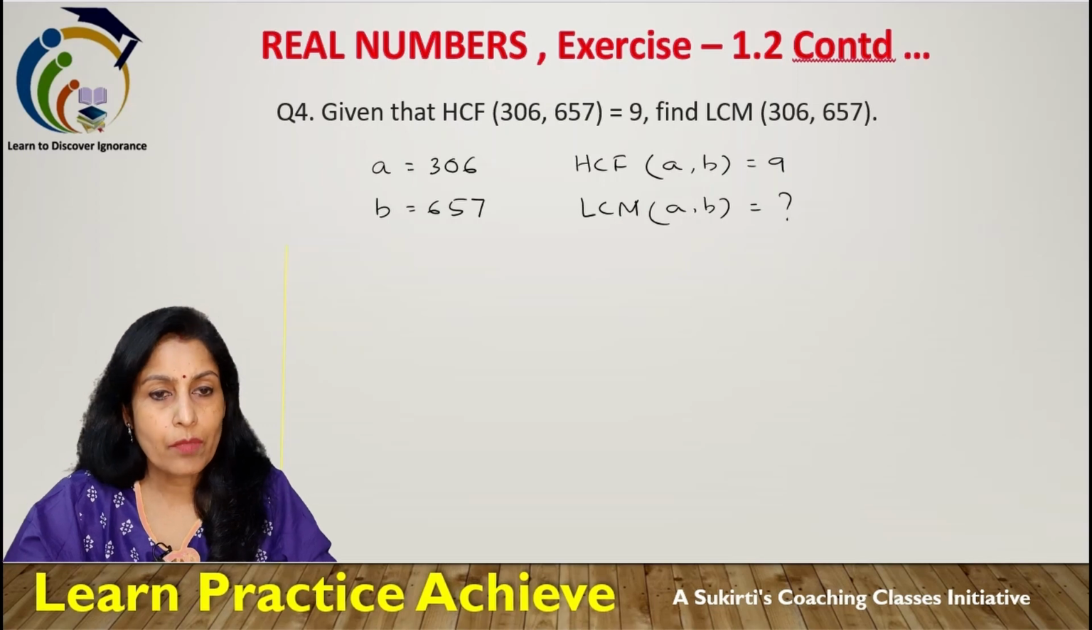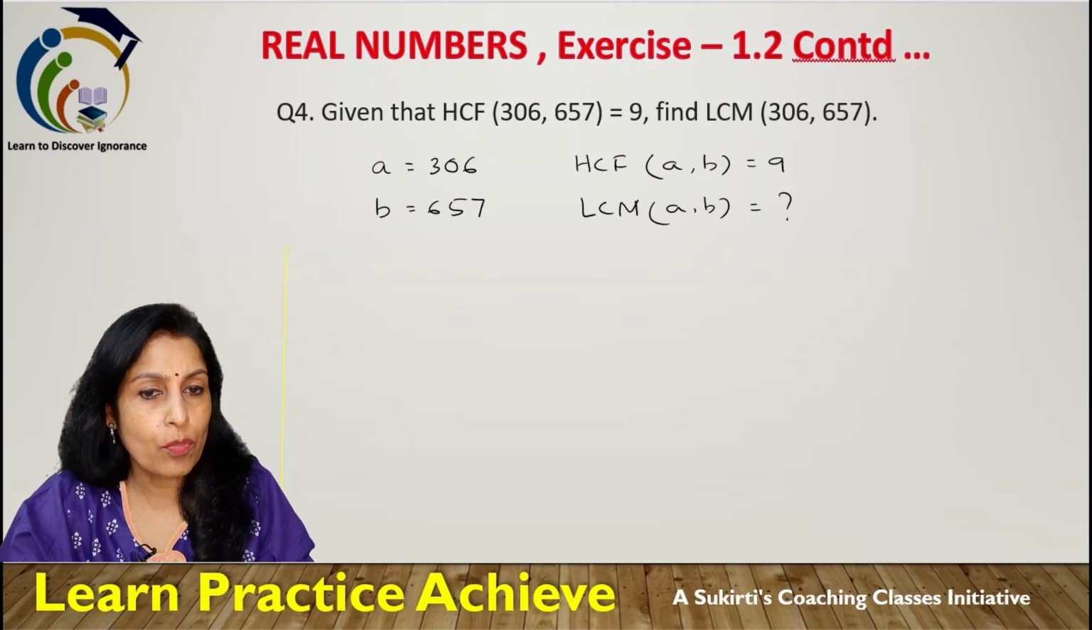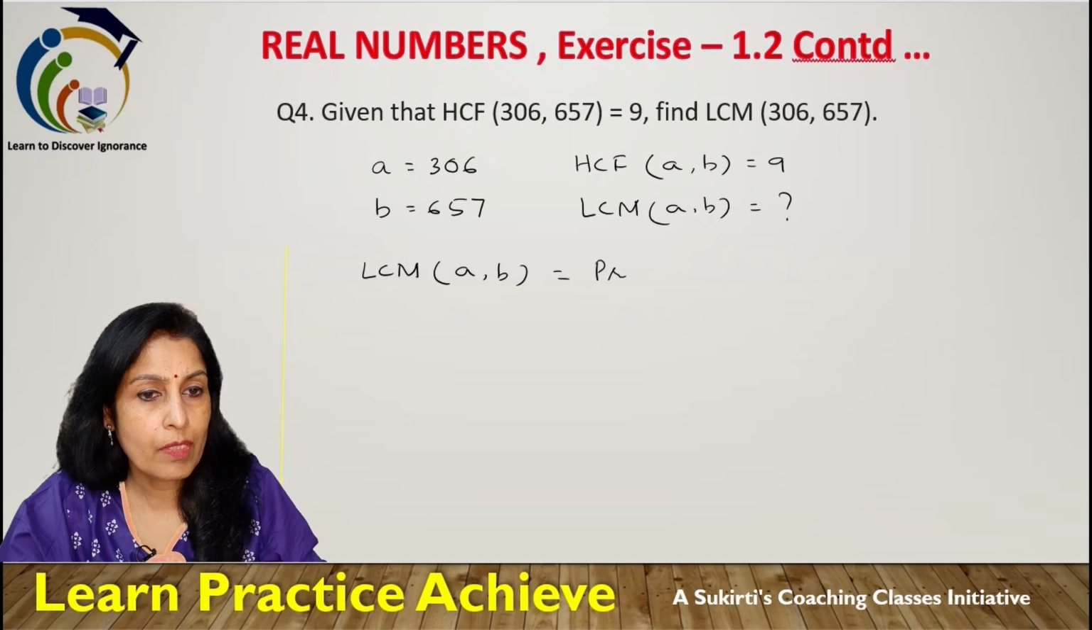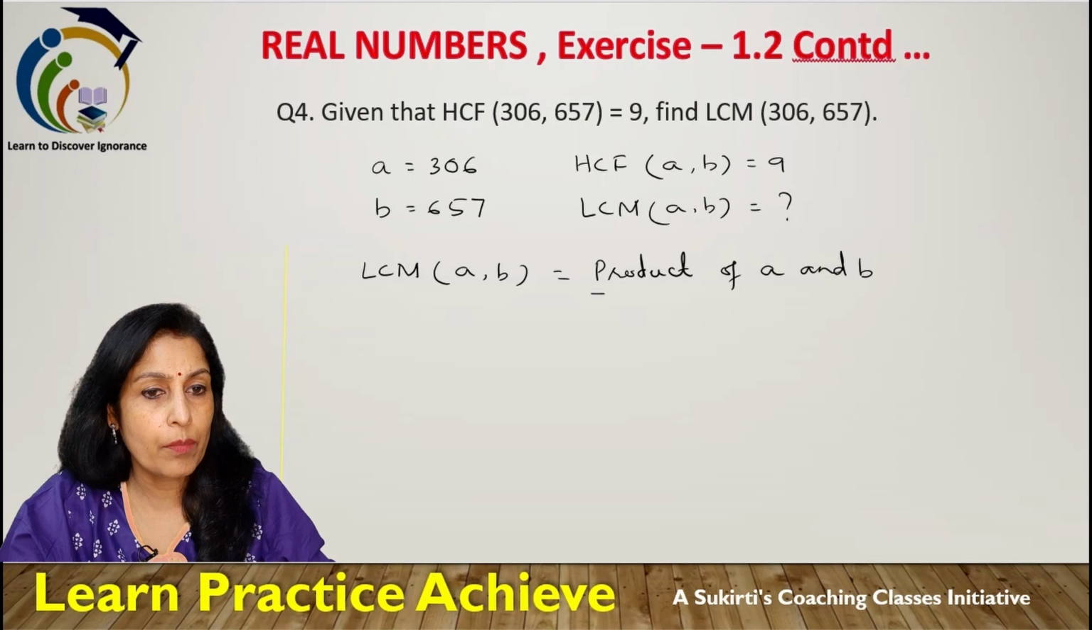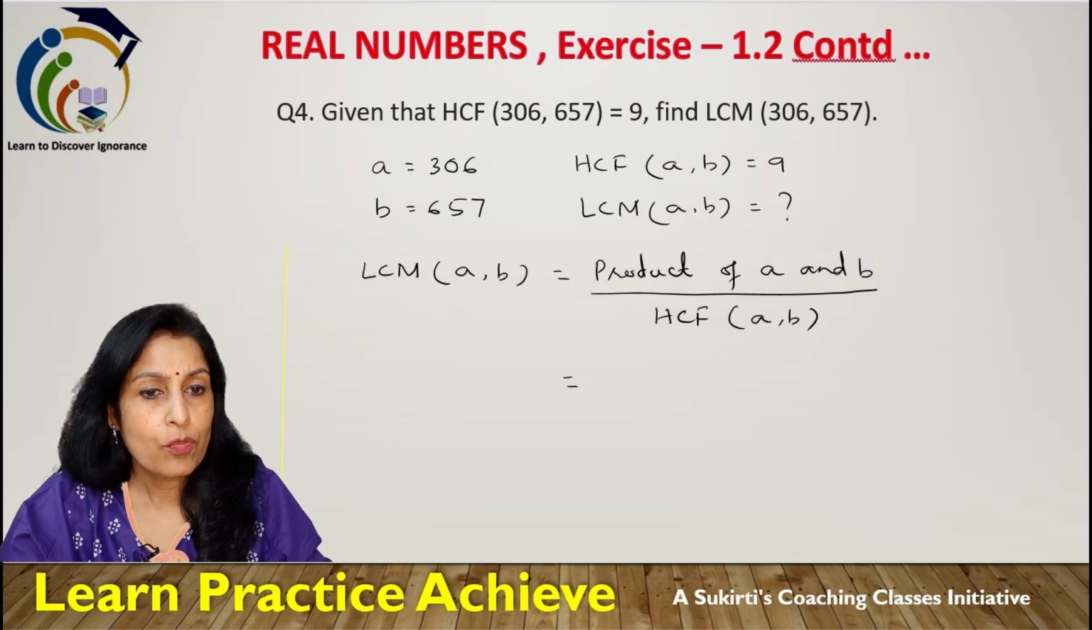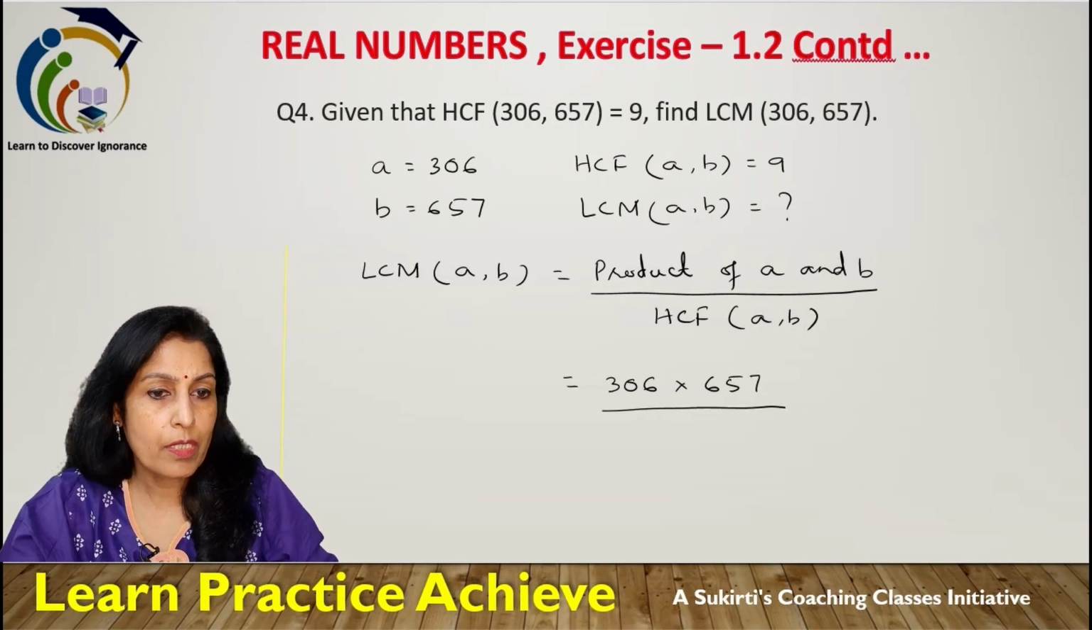So if the numbers are given and HCF is given, to find out the LCM we have one formula: LCM of the two given numbers A and B is equal to the product of A and B upon the HCF of A and B. So the product of A and B here is 306 multiplied by 657, divided by the HCF of the given numbers, that is equal to 9.